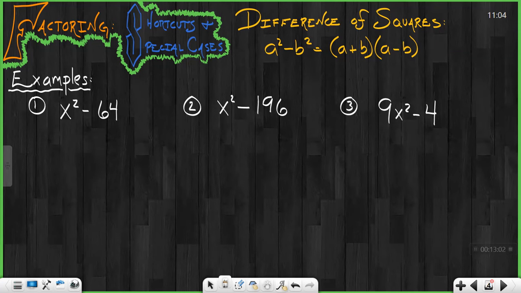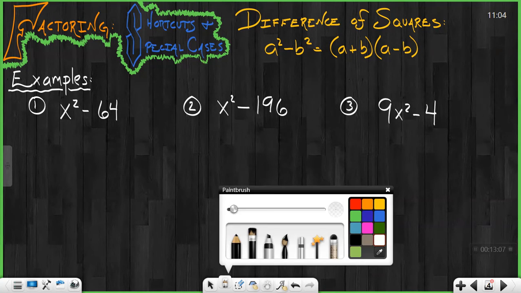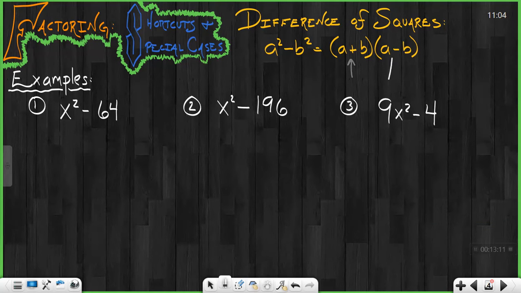Difference of squares is very similar to a perfect square trinomial, but this time, instead of the two groups being exactly the same, one is positive and one is negative. That's where we get our difference from. And it's also going to have an impact on your x term. Notice there is no x term in there, so there's no middle term.